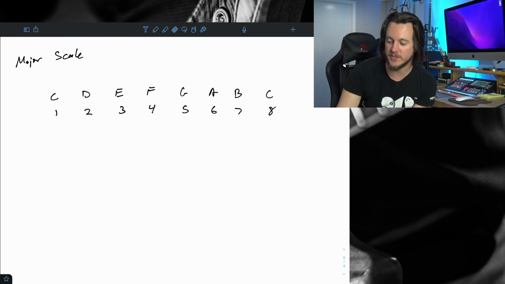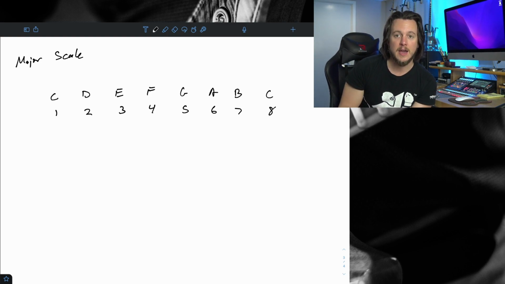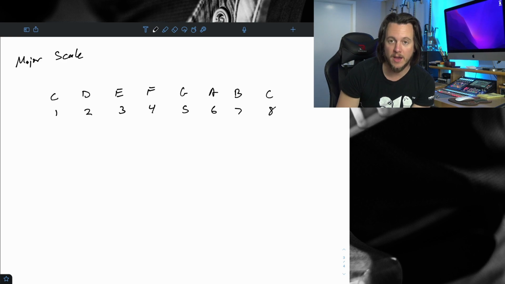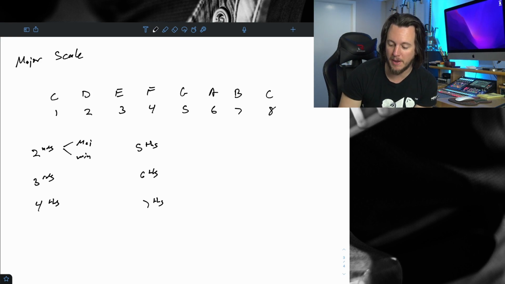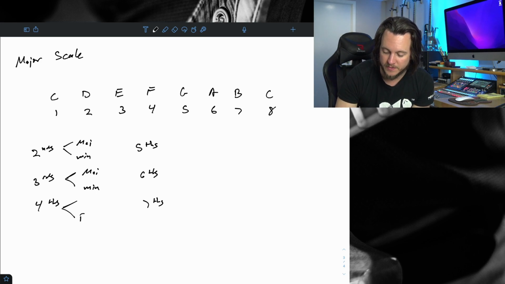Now, before we do some more examples, we're going to talk about the common interval definitions that we have. So seconds are usually only major or minor, again, just separated by a half step. Same with thirds, either major or minor. Fourths typically are either perfect or they're made a bit bigger. They are augmented.